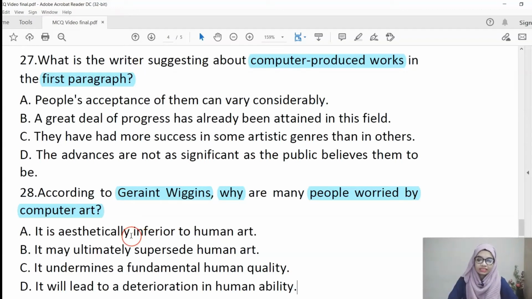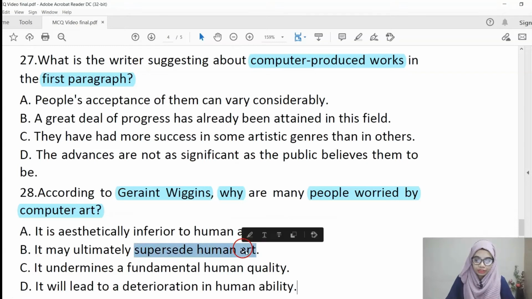So aesthetically inferior to human art, no, the answer didn't say that. It may ultimately supersede human art. Let us think about that. It undermines a fundamental human quality. It will lead to deterioration in human ability. No, there was no such mention of decrease in human ability. So the sentence does not talk about deterioration in any human ability. So options A and D are out. Now let us look closely. Supersede human art or undermines fundamental human quality.